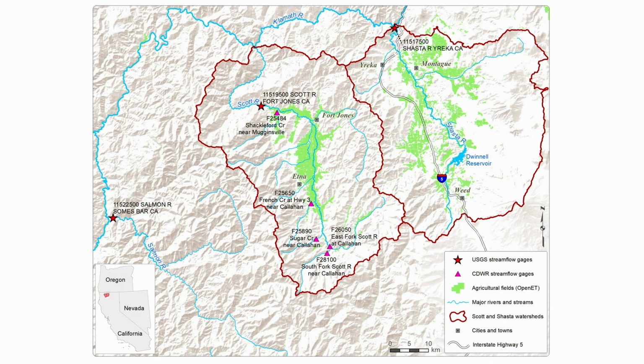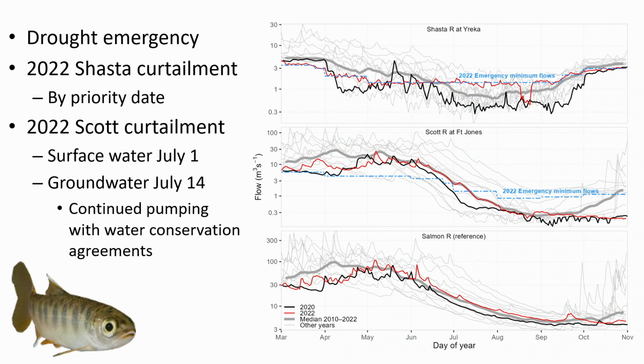And these fish are of great importance economically and culturally, and especially to the tribes that live in the Klamath Basin. So in 2021, the state of California declared a drought emergency. And for the first time ever, they imposed mandatory minimum in-stream flows in the Shasta and Scott rivers.